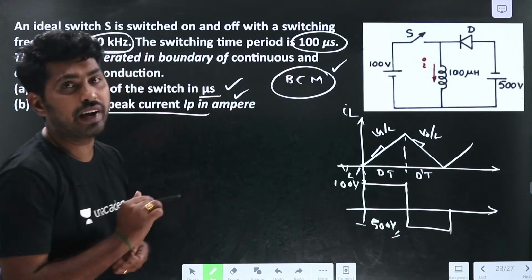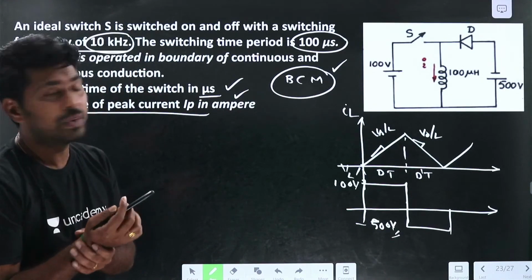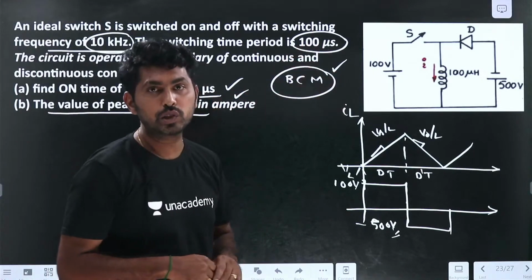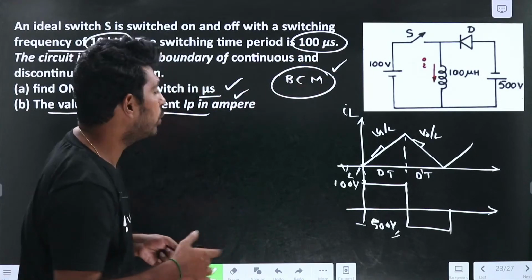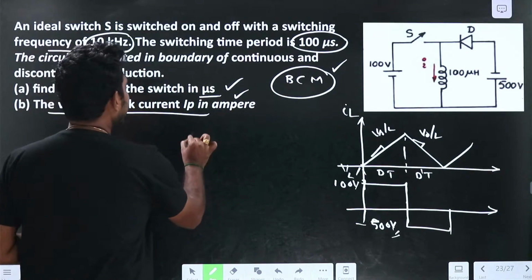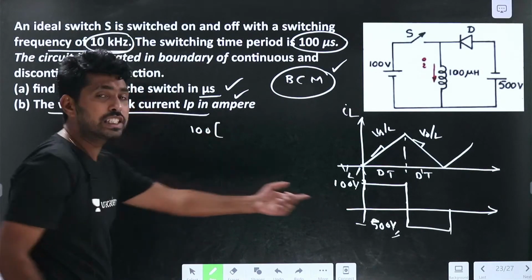So how can I find it? I need to find the duty cycle, and after that multiply with T. Then I will get the T on time. So how will it be? Let us see. It will be 100 into, so integration of VL dt equal to 0.